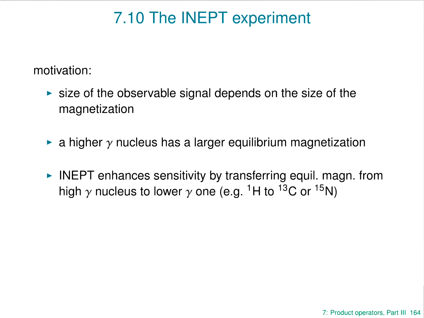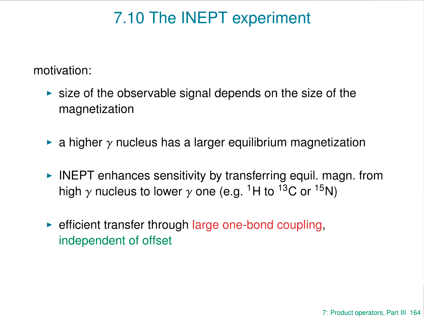So the idea of INEPT is to take the large magnetization from the high gamma nucleus, for example proton, and transfer that large magnetization to the low gamma nucleus, the carbon-13, and hence enhance the sensitivity of the carbon-13 observation. So it's a transfer of magnetization from a high gamma nucleus like proton to a low gamma nucleus like carbon-13 or nitrogen-15. And we'll show that you can achieve efficient transfer of magnetization through large one-bond couplings.